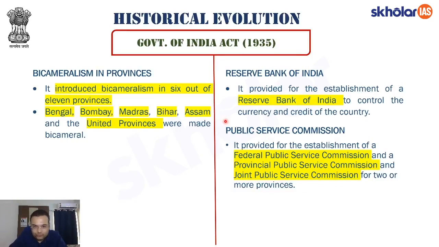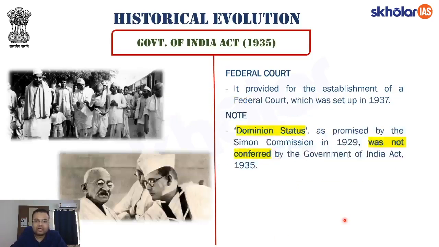Again, a point which is still in play with respect to our constitution. We have UPSC, we have State PCS, and we also have Joint Public Service Commission. One can very well say that it was borrowed from Government of India Act 1935. Other things that can be kept in mind here is that it had provided for establishment of federal court which got set up in 1937.